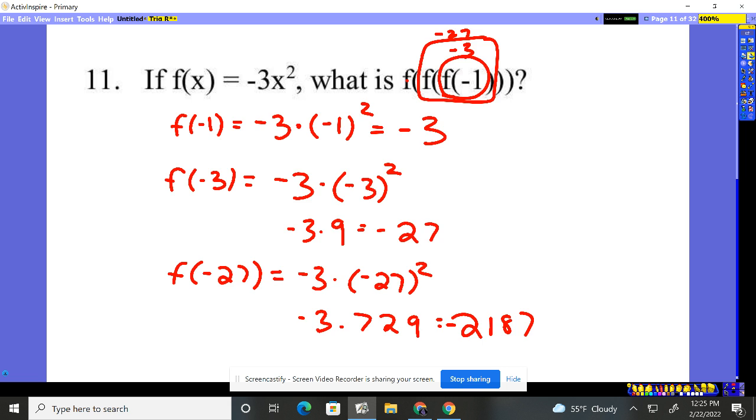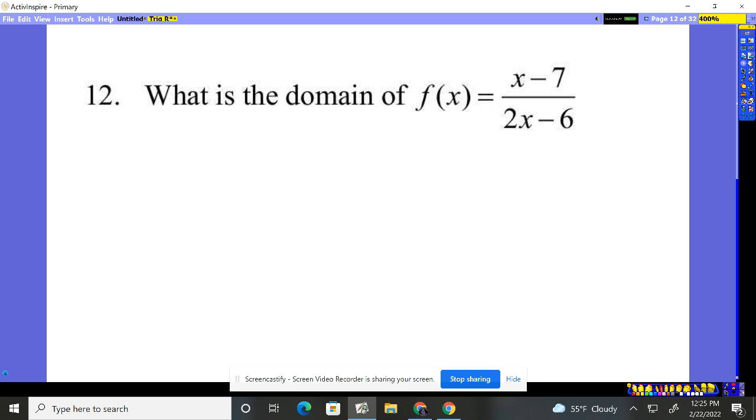Let's look at number 12. Ooh, nice and easy question. What is the domain? The domain means, hey, what can the x be? Is there an x you can plug in here that'll mess it up? Well, if I plug 10 in, I'll get 3 over what? 14. Fine, get an answer. Is there something we're going to plug in that's going to make it not give me an answer? Well, it's a fraction. So what would create a problem here?